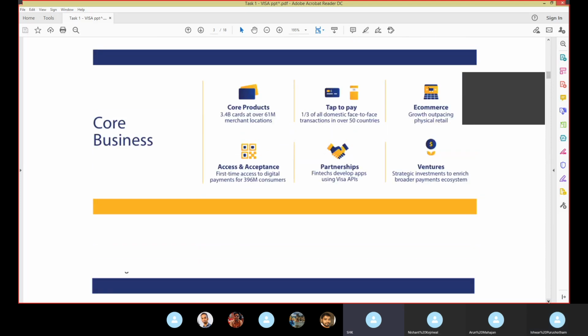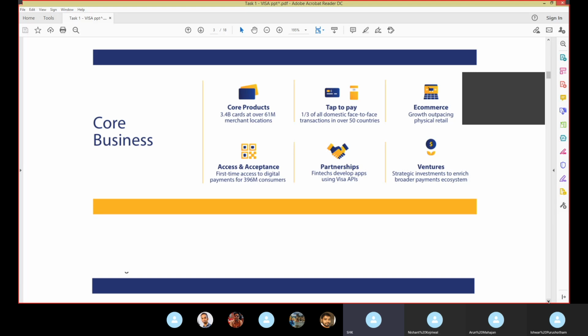Coming to the core businesses here, as I already mentioned, the core product enables access to cards throughout merchant locations. They have around 61 million merchant locations throughout the world, and around 3.4 billion Visa cards have been accepted in these merchant locations.